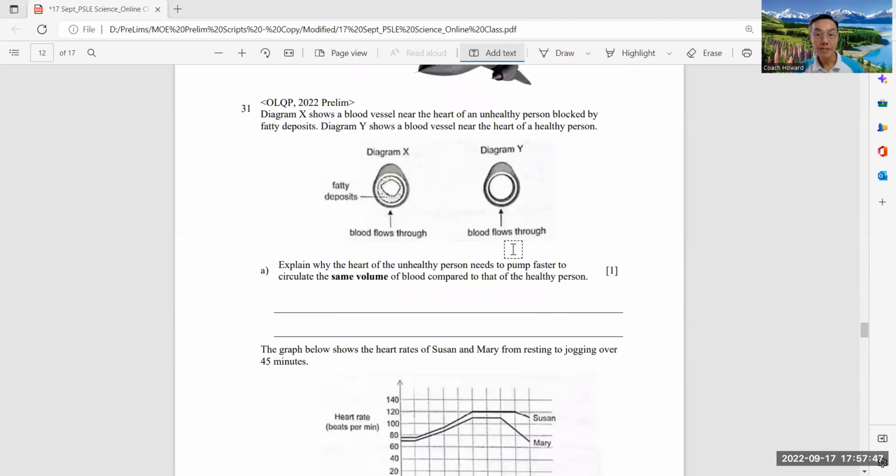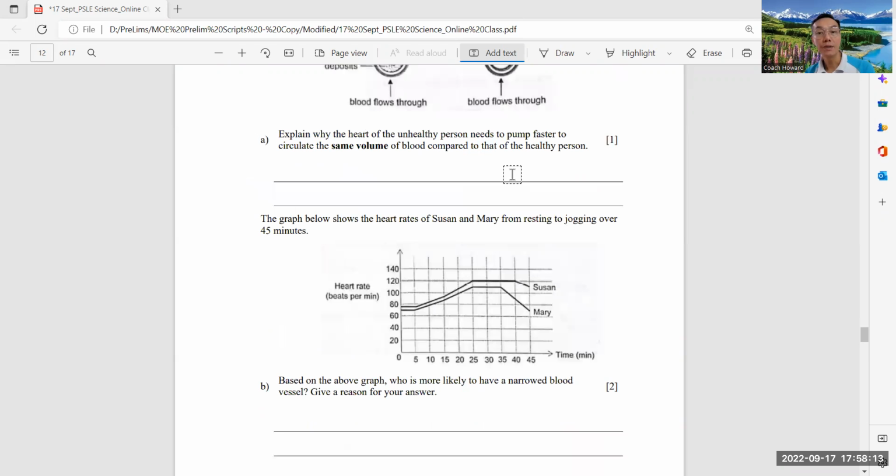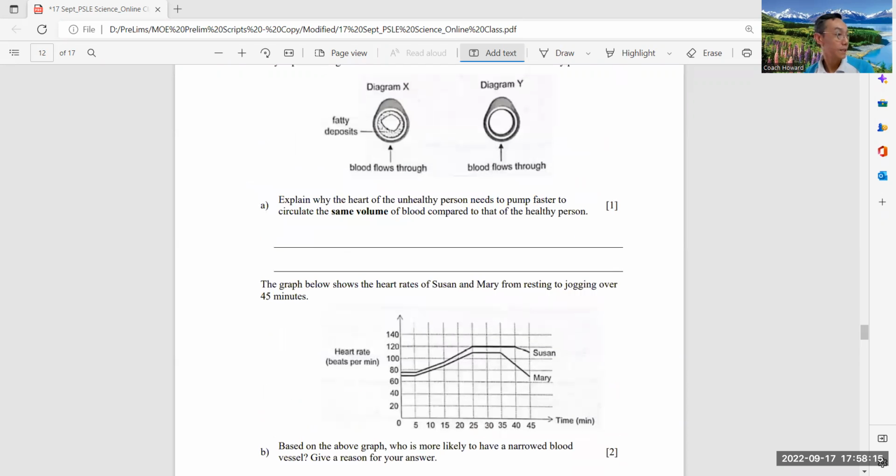Okay, this one is the blood vessels. You take a look at these questions, and I will send you the answer which I just screenshot. Okay, this question: explain why the heart of the unhealthy person needs to pump faster. Your paper has this question, right?